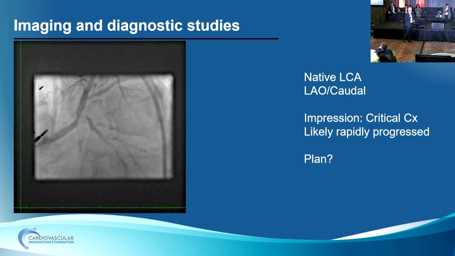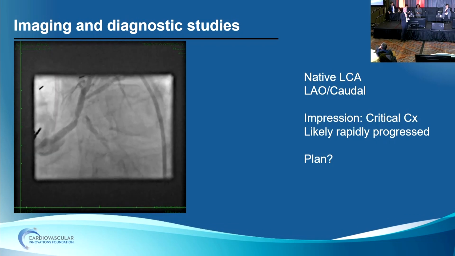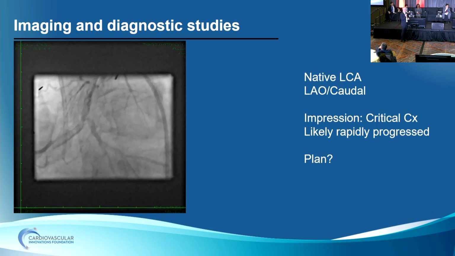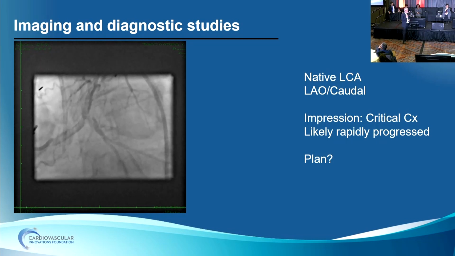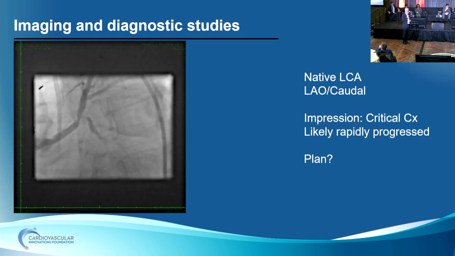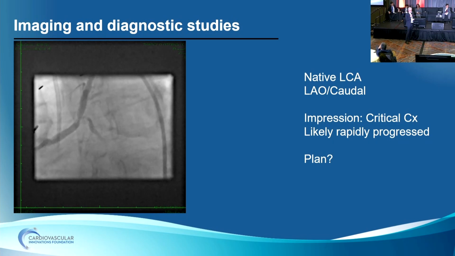And you can see that there's something that was either hiding, or possibly rapidly progressed from the time of the original diagnostic cath, because that circ is super tight, and the distal left main is super tight, well, pretty tight. So what would the plan be?